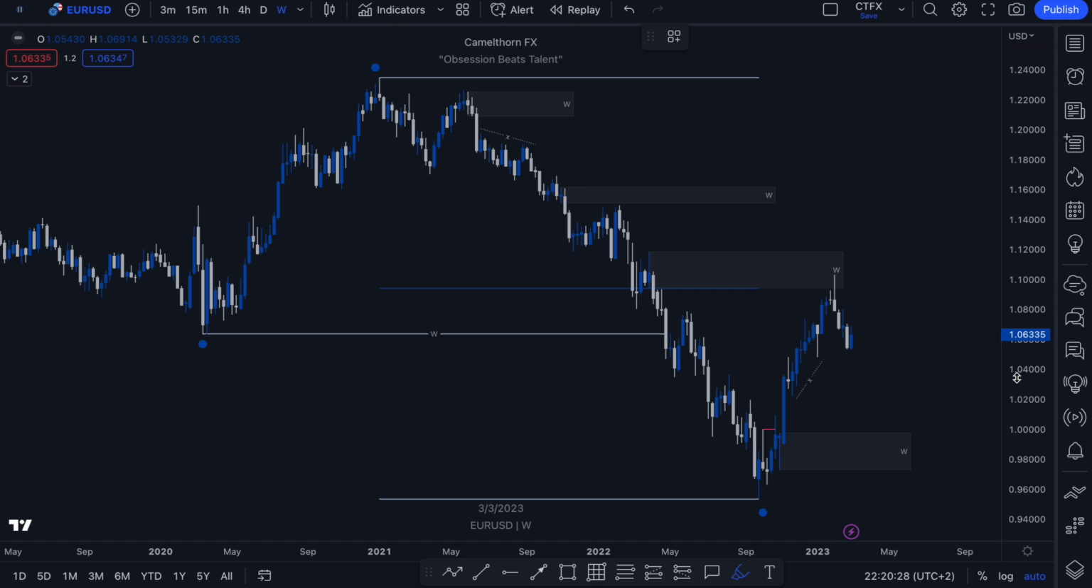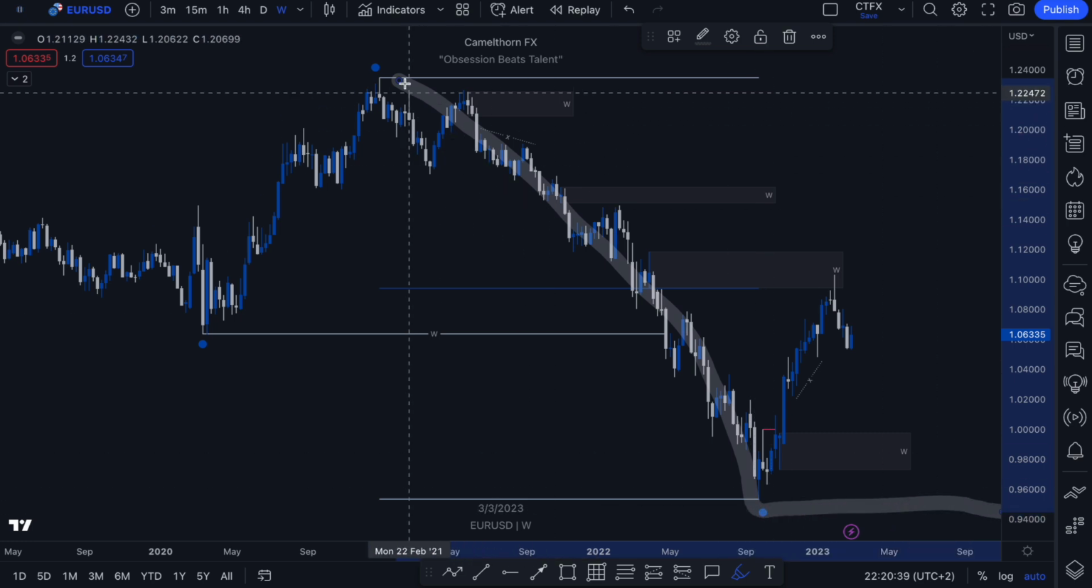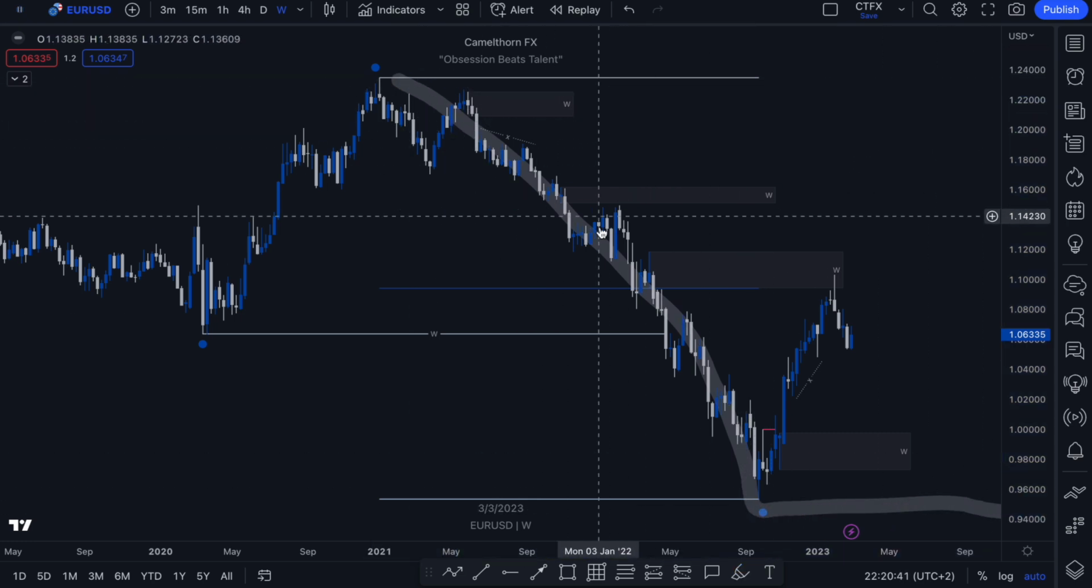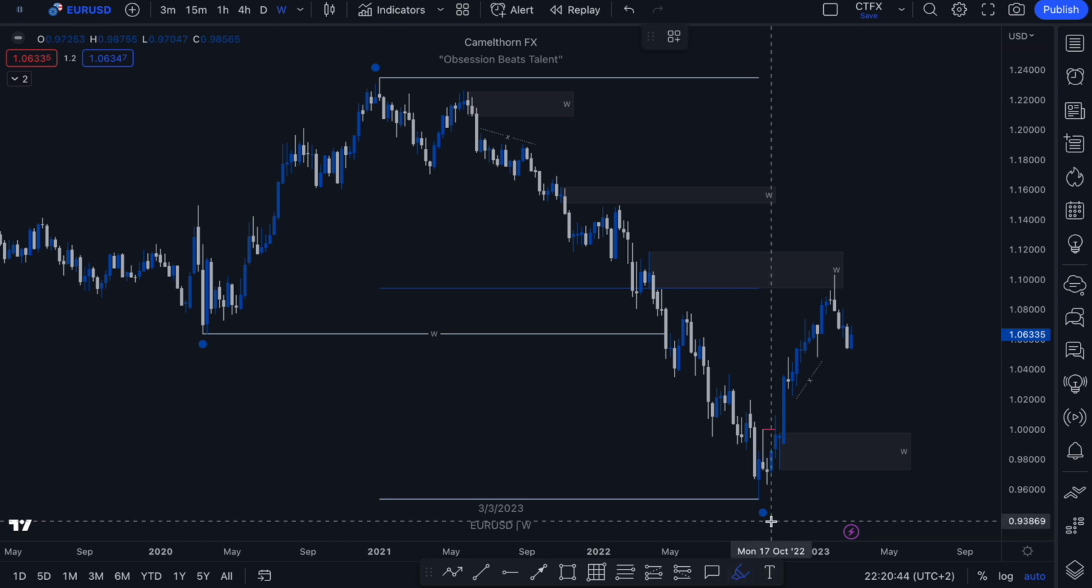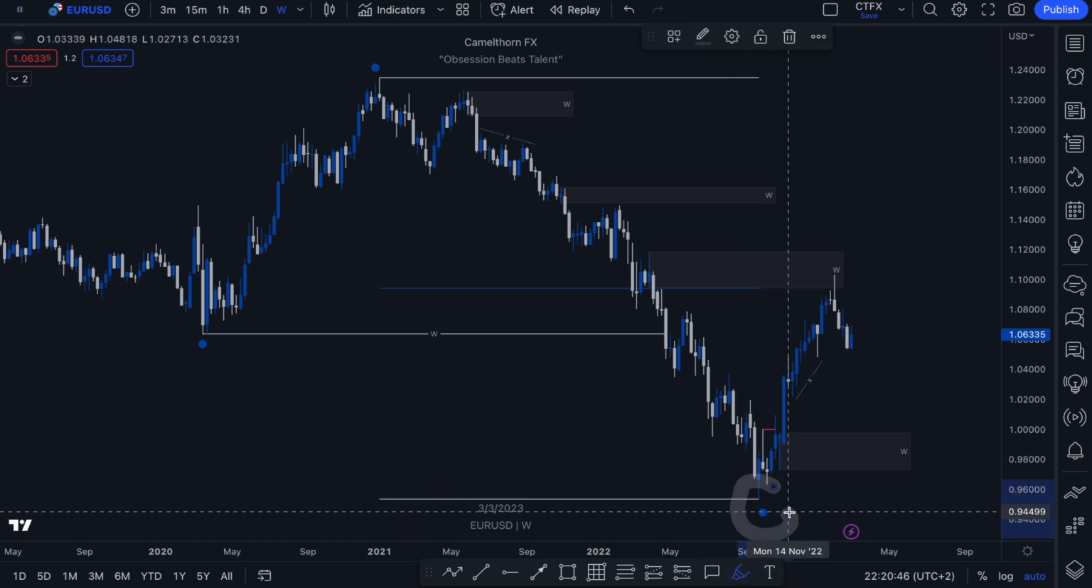Now, we're going to start off here on the weekly chart, and as you guys can see, we've recently had a weekly bearish break of structure to the downside, which has then given us this larger bearish weekly range that price action is currently trading within, all right? We've seen the formation of a new weekly lower low.